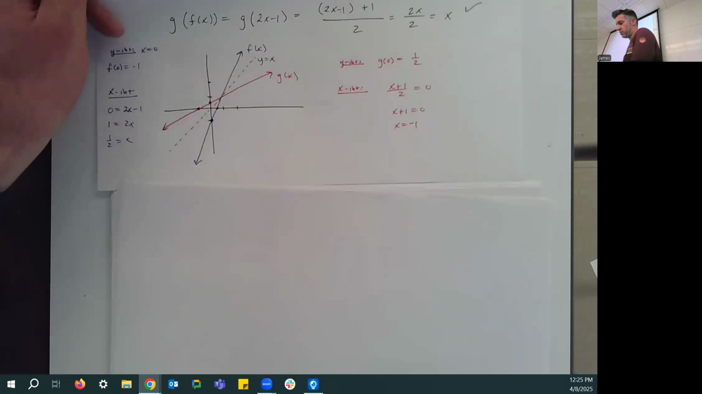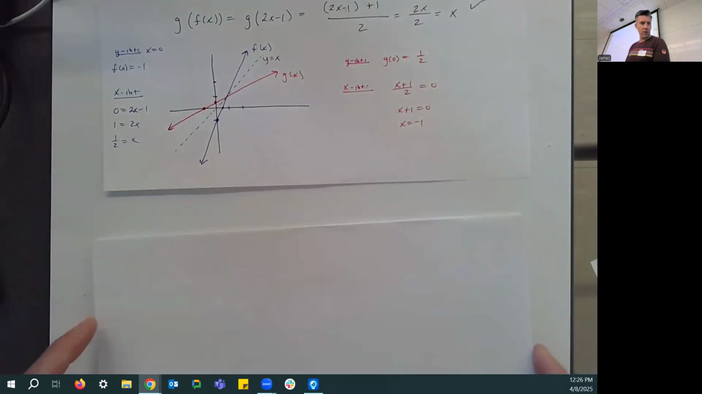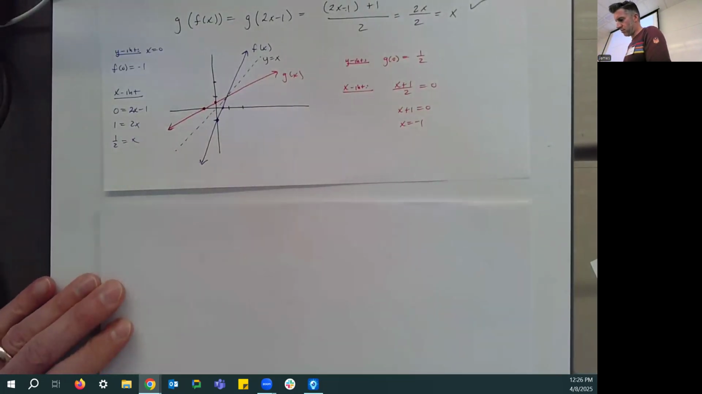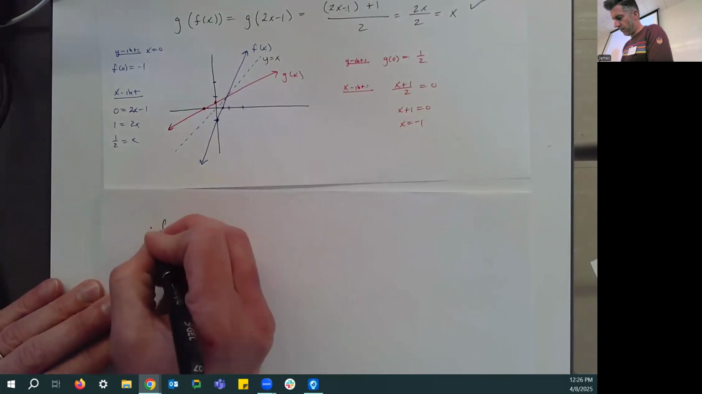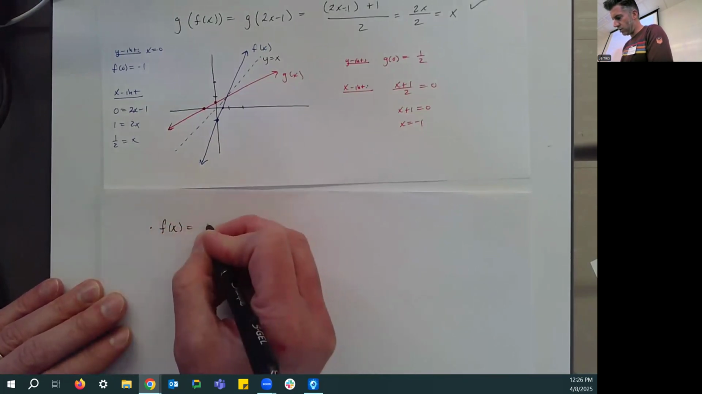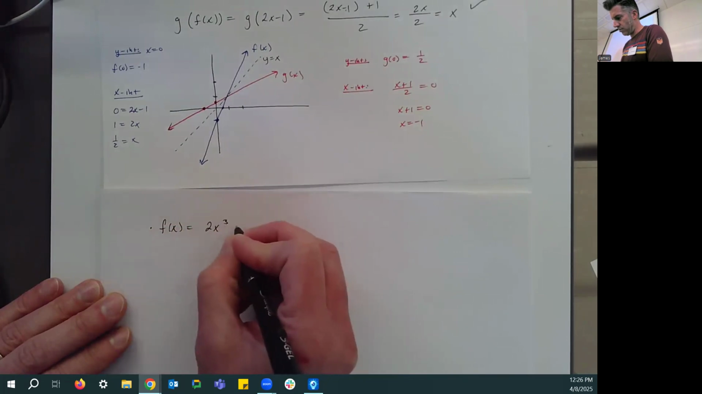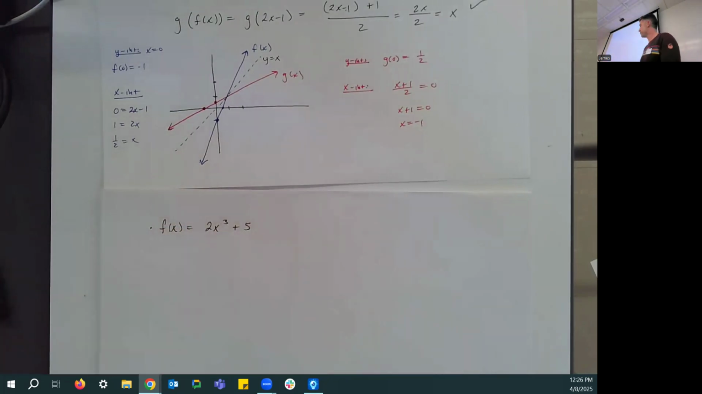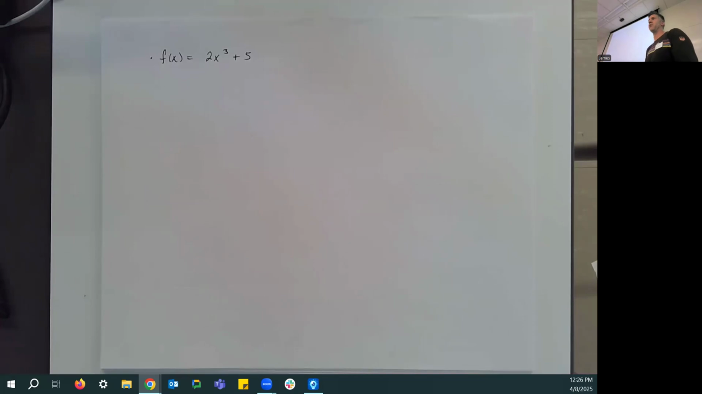So let's say we have f of x equal to 2x cubed plus 5. Well, let's talk about how we find the inverse actually. I said that was going to be later, but let's do it here.